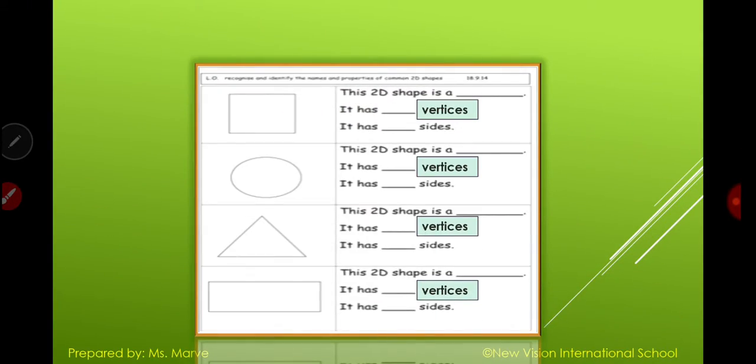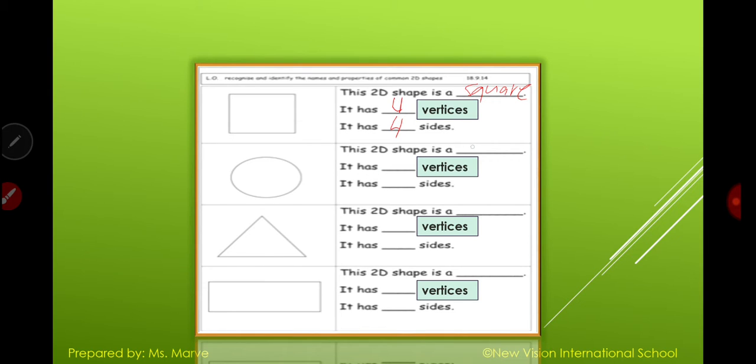Next, here. This 2D shape is a blank. It has blank vertices. How many vertices? 4. How many sides? 4. Look at the picture. It has the same, or equal, sides. It means a square. The next one.